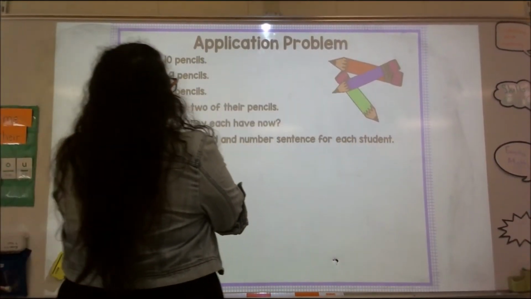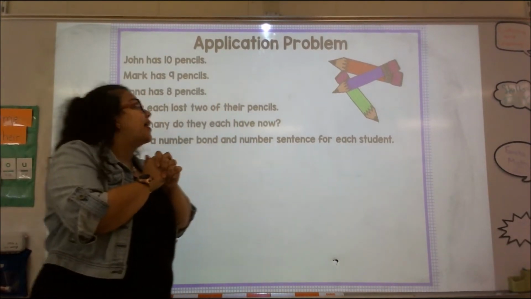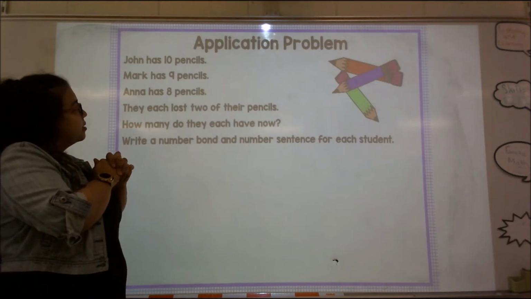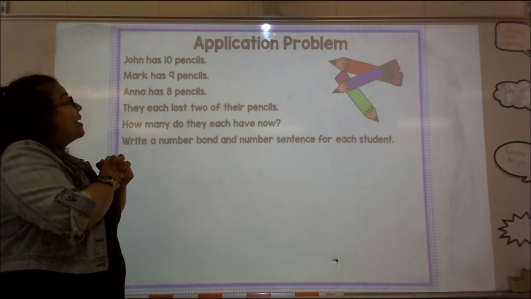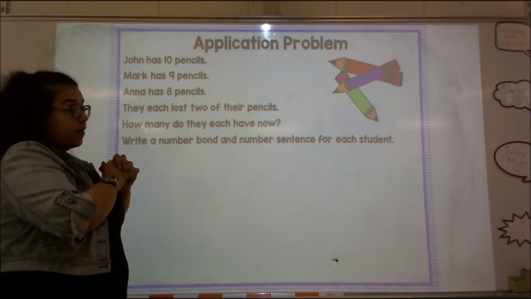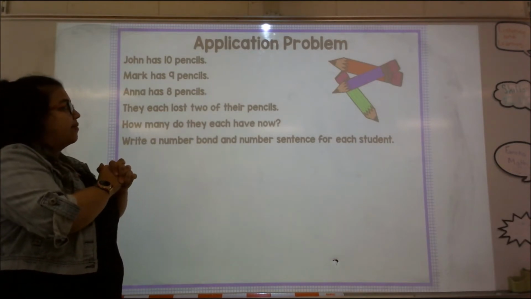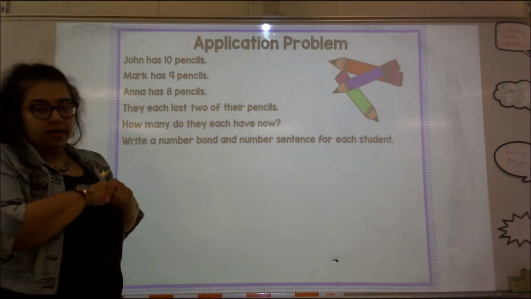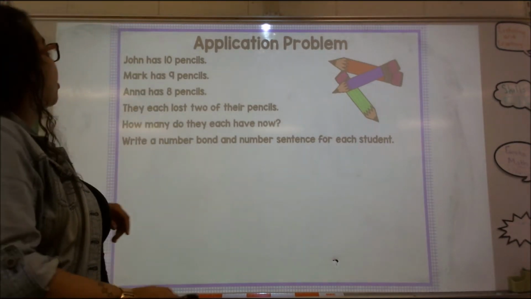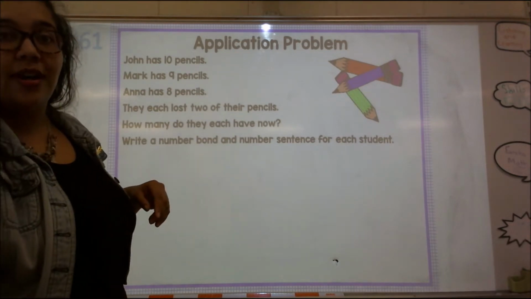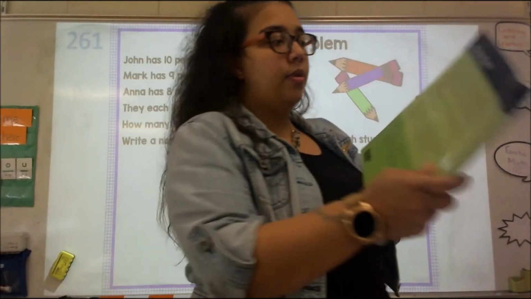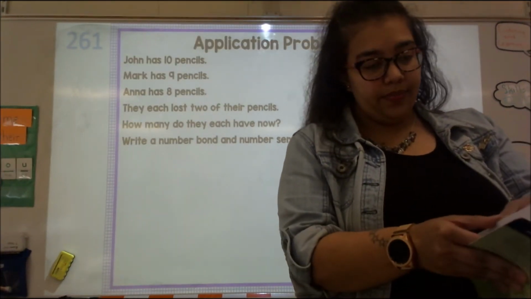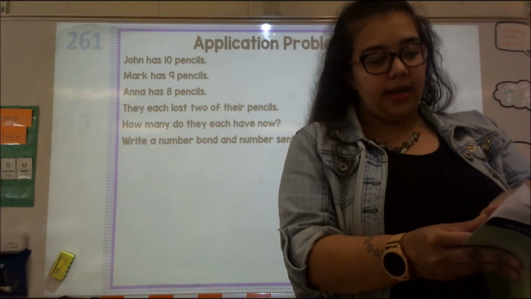All right, yes, so we are ready to proceed. We see that John has 10 pencils. Mark has 9 pencils. Anna has 8 pencils. They each lost 2 of their pencils. How many do they have now? So we're going to write a number bond and a number sentence for each student. Okay, so this comes out of our Learn book on page number 261. Let's see what we got here.